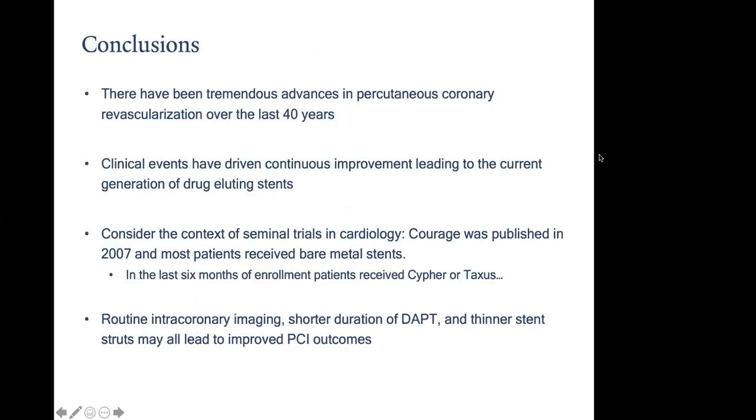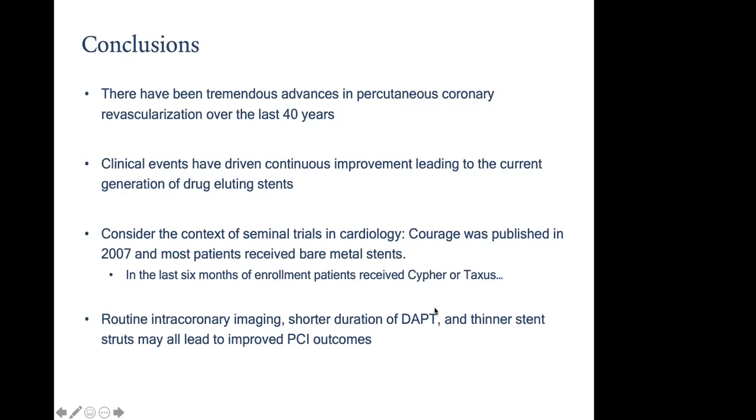So I'll take any questions and I'll conclude there. So just my final thoughts are that over the last 40 years, there have been tremendous advances in percutaneous coronary interventions, and stent technology has really been this incredible success story that's been driven by clinical events and innovation related to that.